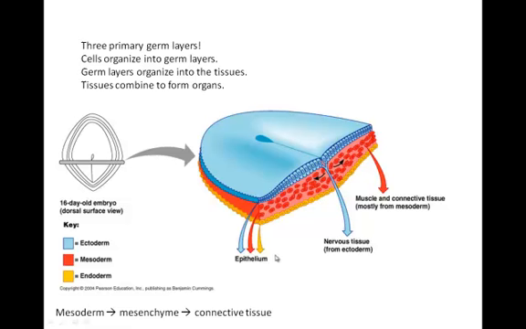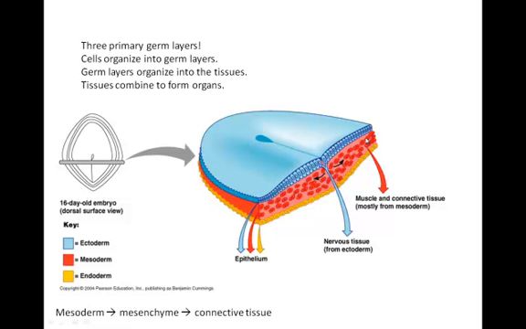But before we get these tissues, we have these three germ layers. Our outermost germ layer is called the ectoderm, the middle germ layer is called the mesoderm, and the innermost germ layer is called the endoderm. So ecto is outer, meso is middle, and endo is inner. From the ectoderm, we're going to have two of our tissues forming. Epithelial tissue is derived from the ectoderm, and nervous tissue is derived from the ectoderm.